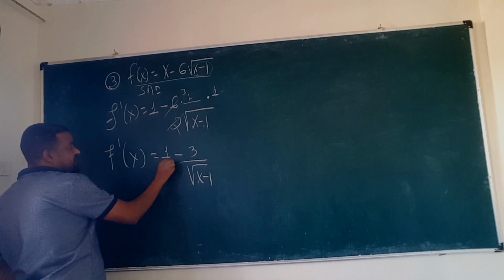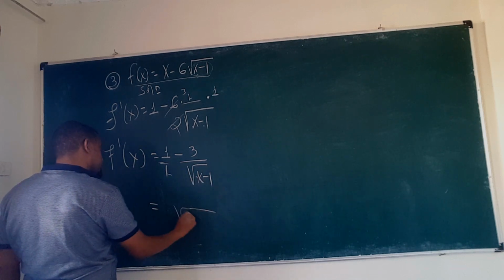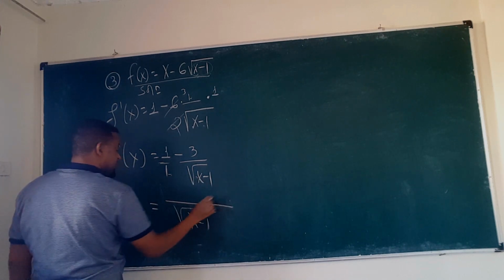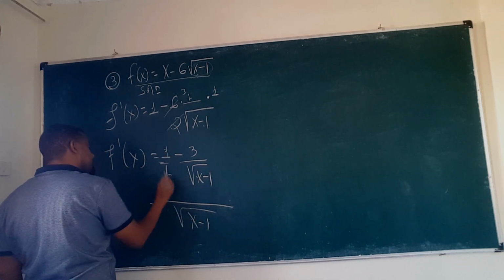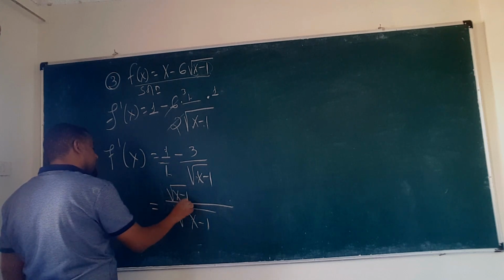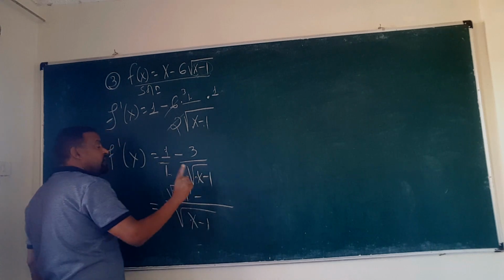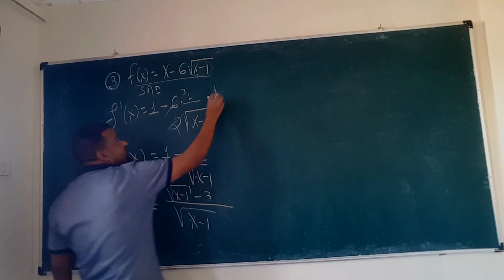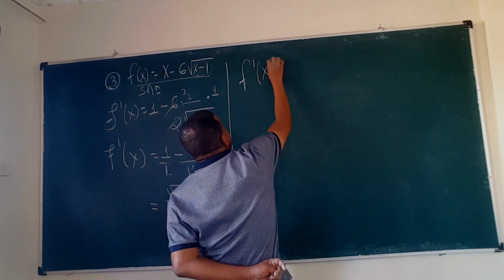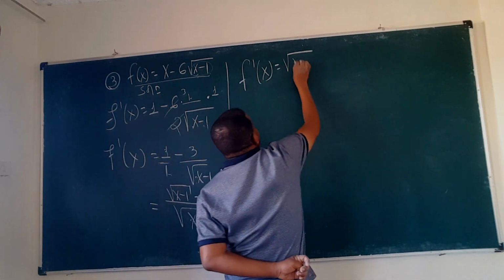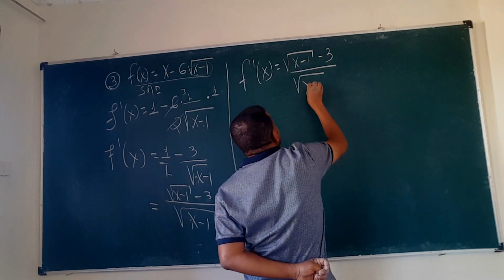Okay, let's combine them. What is the LCM? The LCM is radical of x minus 1. Radical of x minus 1 divided by 1 is radical of x minus 1. Radical of x minus 1 times 1 is radical of x minus 1. Radical of x minus 1 divided by radical of x minus 1 is 1, and 1 times 3 is 3. So what first derivative did we get? The first derivative of the function is given by radical of x minus 1 minus 3 over radical of x minus 1.